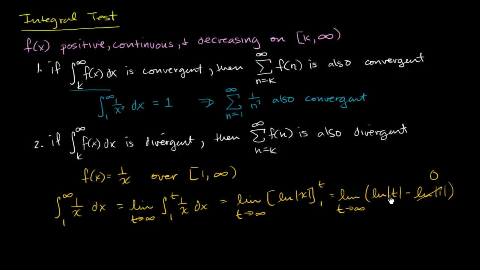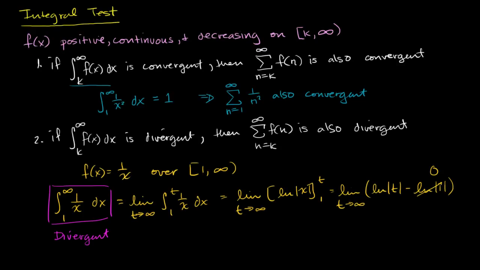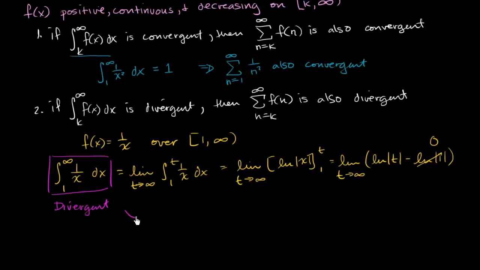But the limit as that approaches infinity is just going to be unbounded. This is going to go to infinity. So this right over here is divergent. And because this is divergent, we can then say by the integral test, once again, our function over this interval is positive, continuous, decreasing, we saw that this improper integral right over here is divergent.